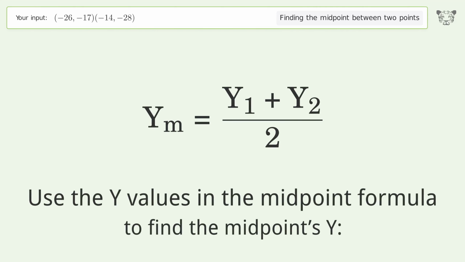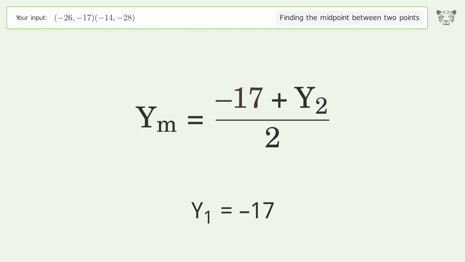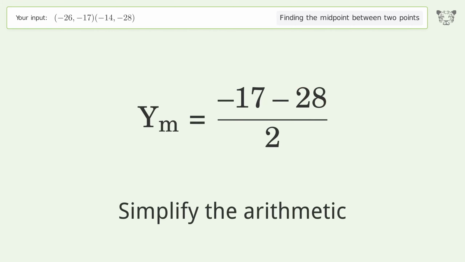Use the y values in the midpoint formula to find the midpoint's y. y1 equals -17. y2 equals -28. Simplify the arithmetic.